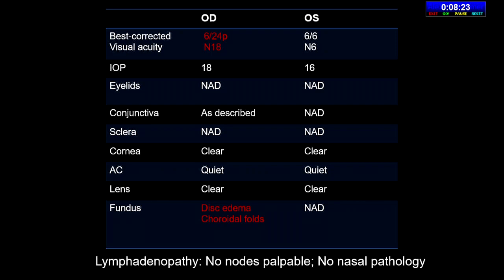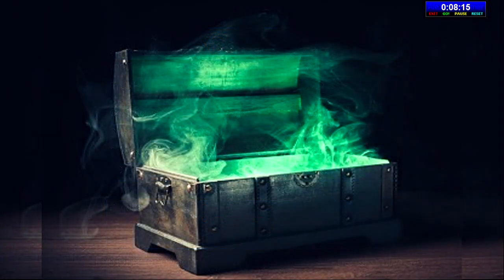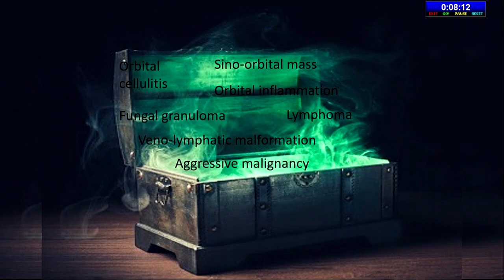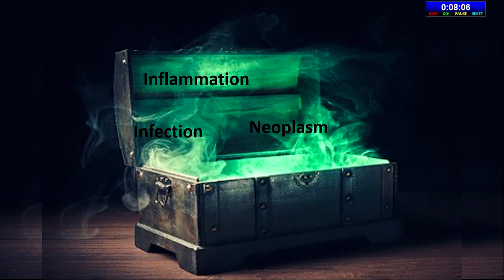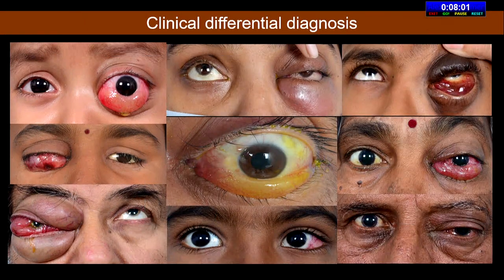No nodes were palpated, and we also did a nasal examination just to rule out any nasal pathology for sino-orbital tumors, and no obvious nasal pathology was noted. So when we see a case like this clinically, when we open up the Pandora's box, many things we can think about. But when we go with a stepwise approach, we should always categorize them into inflammation, infection, and neoplasm. So I've just put up this slide here just to show what all lesions can simulate such a presentation. And I'm going to come back to it after I have taken you through the radiology of this patient.